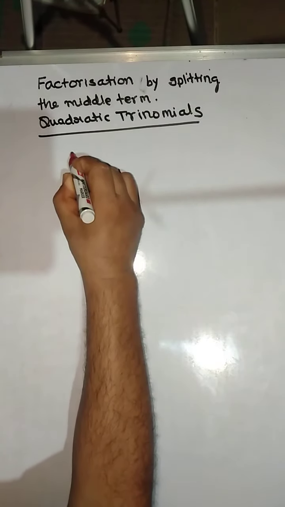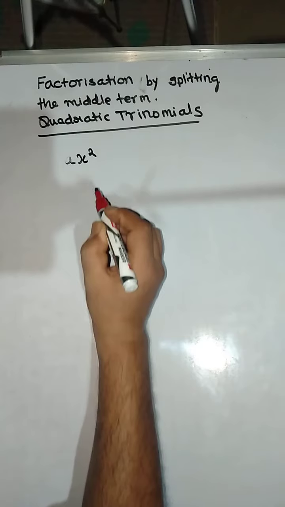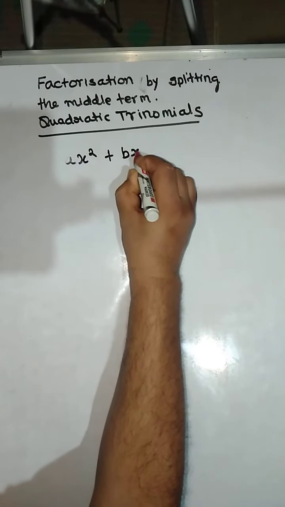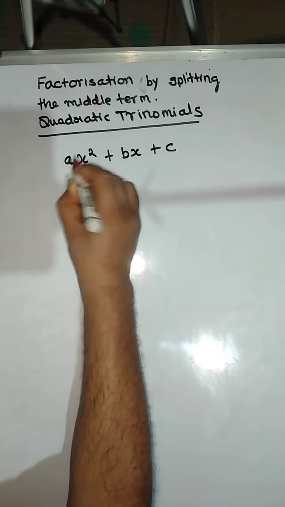Hello children. Today we will learn factorization by splitting the middle term, and we are dealing with quadratic trinomials. Trinomials are algebraic expressions which are of three terms, and in these trinomials you will get a degree of 2. Now let's look at it. What does that mean? You will have a quadratic trinomial which is of the form ax square plus bx plus c.